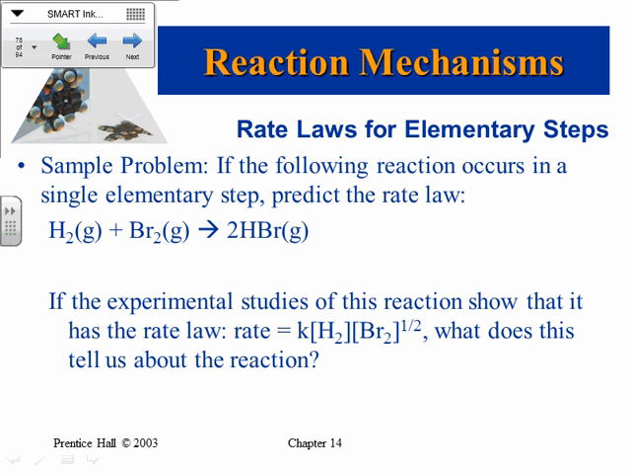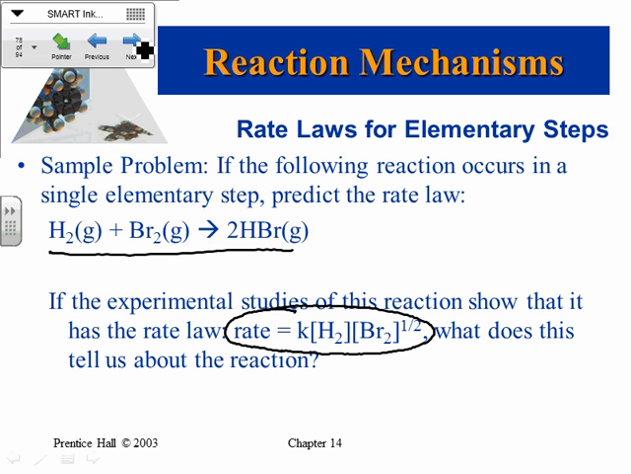Okay, if experimental studies of this reaction show that it has the rate law, rate equals k times [H2] times [Br2]^(1/2), what does that tell us about the reaction? Well, it should tell us that the reaction doesn't happen in just a single elementary step. So we made a bad assumption thinking that it happens in a single step, because once we do an experiment and we figure out this is the actual rate law, that would tell us that the mechanism here that we proposed is wrong.